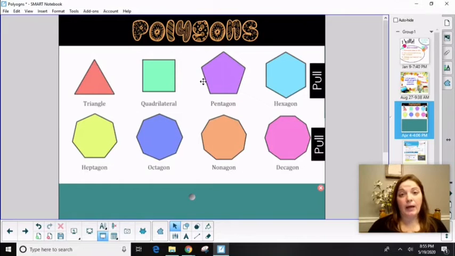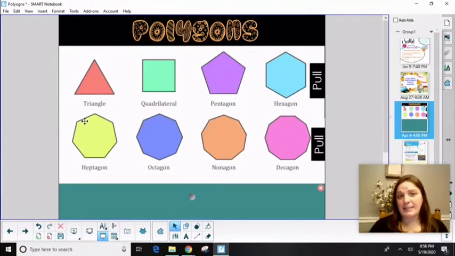Pentagon has 5 sides and angles. There's a very famous building in Washington, D.C. called the Pentagon because the shape of the building is like a pentagon. A hexagon is a polygon with 6 sides and angles. I always remember this because hex has an X in it, and so does the number 6. So that's a little helpful hint.